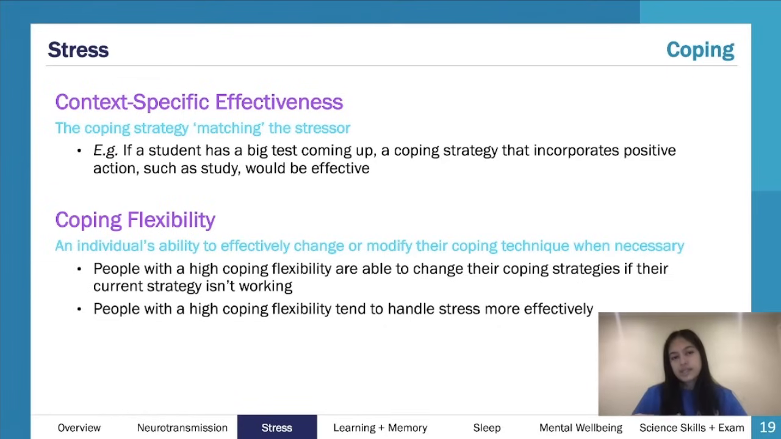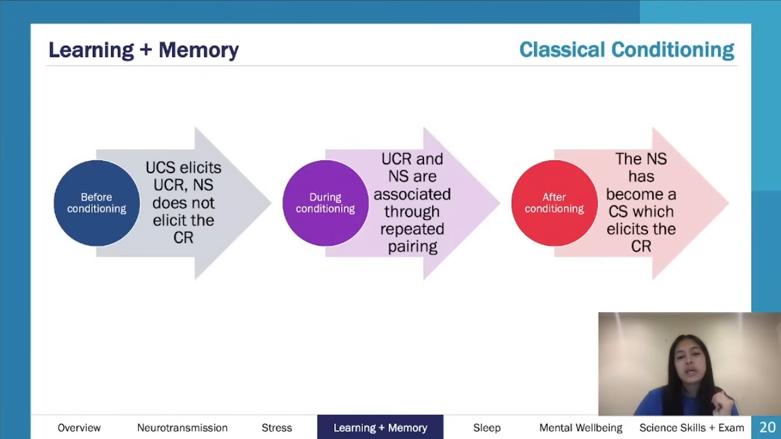And very closely tied in with that is this idea of coping flexibility. So if you've got a coping strategy and you realize, okay, it's not working, having the ability to realize that and then use something else, kind of using new coping strategies and trying them out, realizing when situations are different and when one strategy might not work for something else. You're being flexible. Okay, hopefully that all makes sense with stress.